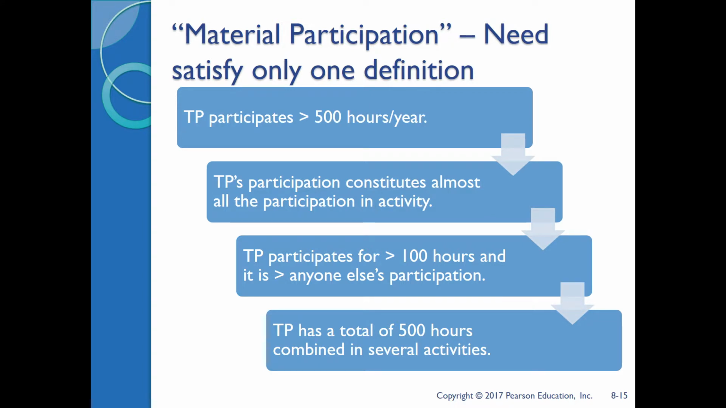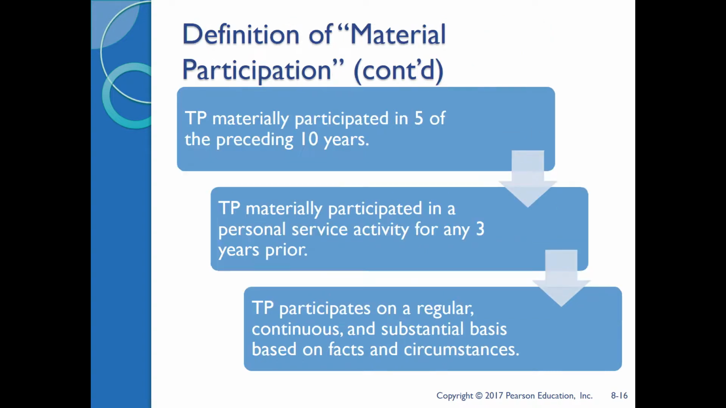Material participation needs to satisfy only one of these definitions. The taxpayer participates greater than 500 hours per year, which would be considered material. Or the taxpayer's participation constitutes almost all the participation in the activity. Or the taxpayer participates for greater than 100 hours and it is greater than anyone else's participation in the activity. Or the taxpayer has a total of 500 hours combined in several activities.